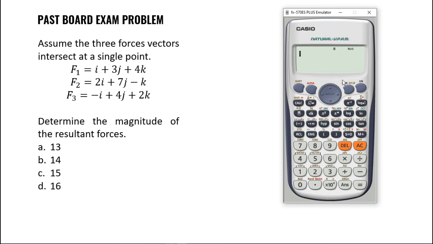Then after you clear guys, punta tayo ng mode vector. So 8. Then after, so input natin lahat ng vectors. So 1, you have here 3. 3-dimensional. Then we have here 1 for vector A. Force 1. So 3. Then we have here 4. Then AC lang. Then shift vector 5, then data. Save muna natin lahat ng data guys. So 2, so 1, 3-dimensional din siya. So 2, 7, we have here negative 1.